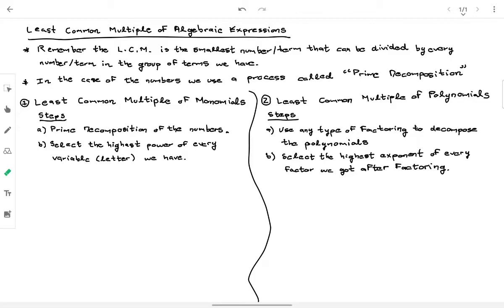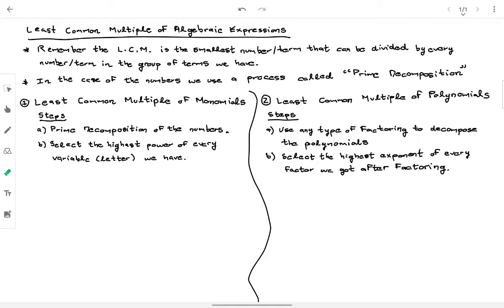Do not get confused between least common multiple, the one we are talking about today, and the maximum common divisor. Remember, the maximum common divisor is the highest number that can divide a group of terms. The least common multiple is the smallest number that can be divided by every number or term in the group of terms we have.